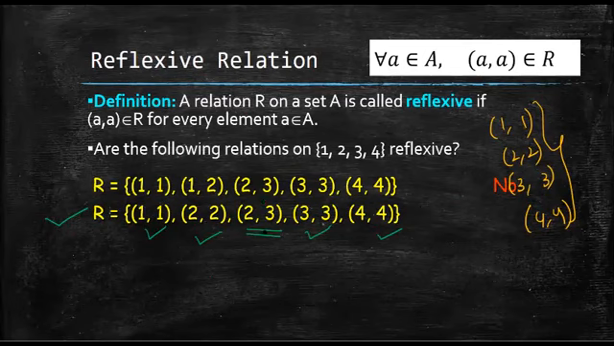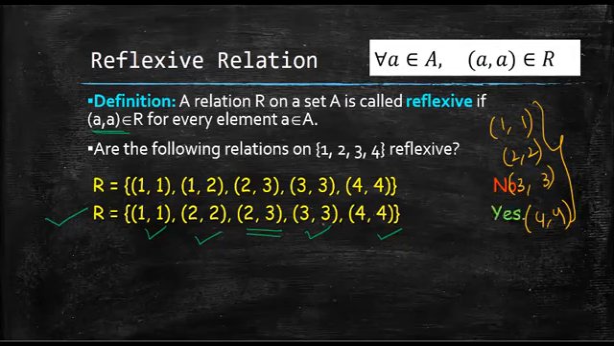When we are considering whether a relation is reflexive or not, we are supposed to consider only if we have A comma A belongs to R. If there are any other ordered pairs apart from it, even then we consider that relation as a reflexive relation.